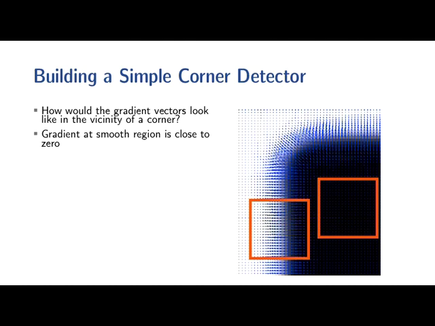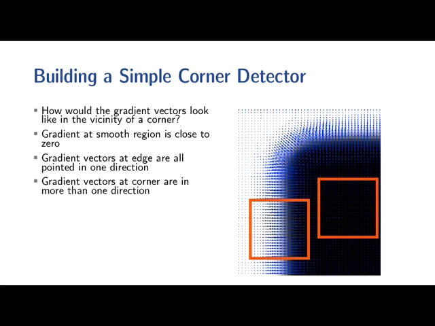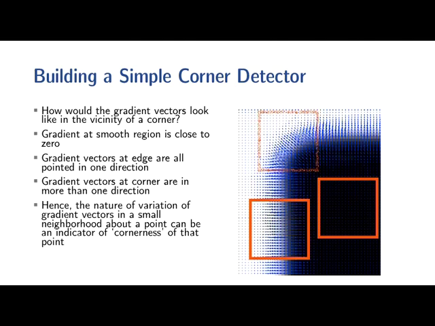Gradient along an edge: if I look at this patch and look at all the gradient vectors in there, I will see that they are high in one direction but not high in the other direction. So gradient vectors on an edge are all pointed in one direction, but gradient vectors at a corner are pointed in more than one direction. If I have this third patch here, I will look at the variation of gradient vectors within this patch.